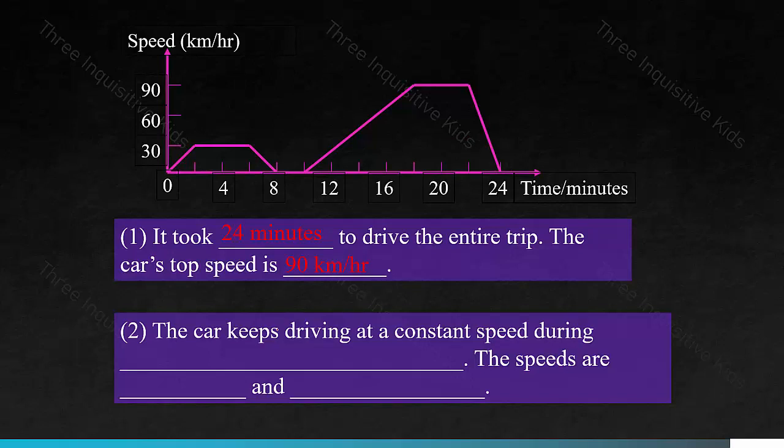Number 2, the car keeps driving at a constant speed during 2 to 6 minutes, so this, and 18 to 22 minutes. We are talking about intervals here. The speeds are 30 km per hour and 90 km per hour respectively.